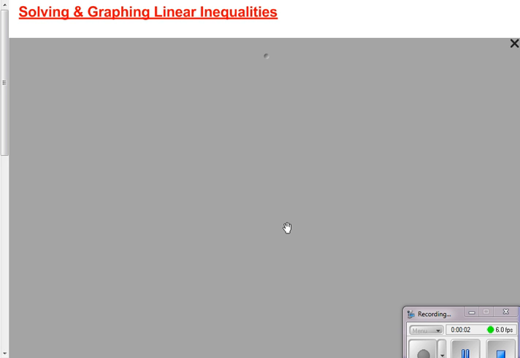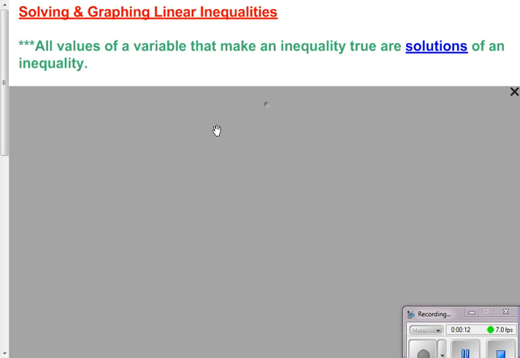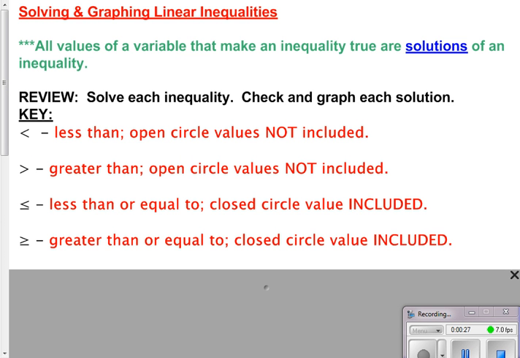Quick review on solving and graphing linear inequalities. Remember, an inequality is comparing with the symbols greater than, less than, greater than or equal to, less than or equal to. The big thing here is to make sure that you know that everything that makes an inequality true is called a solution. So any value that you can plug into that inequality and make it a true statement would be considered a solution.